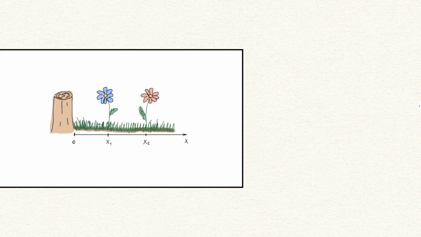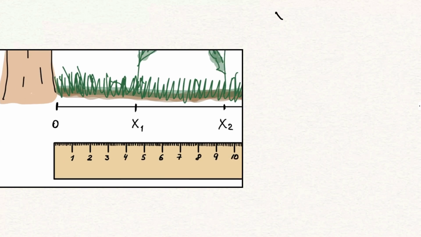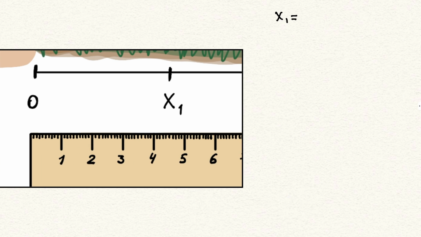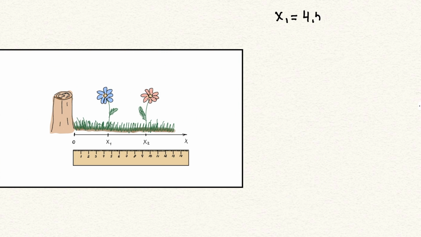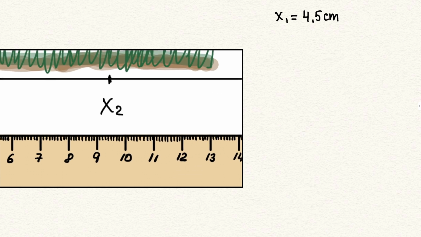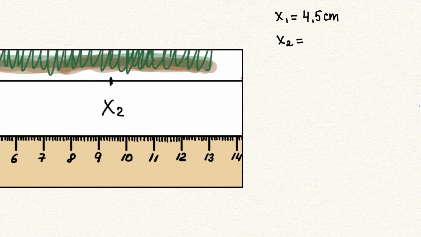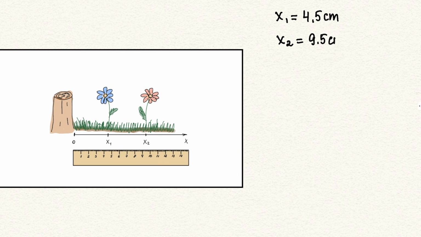In this example, we're going to find the distance between the blue and the red flower, and we'll propagate an uncertainty in this distance. First, we'll measure the position of each flower with respect to the edge of the stump, and we will use a ruler for that. We'll align the zero of the ruler with the edge of the stump, and we'll measure the position of the first flower, which turns out to be about 4.5 centimeters, and the position of the second flower is about 9.5 centimeters.